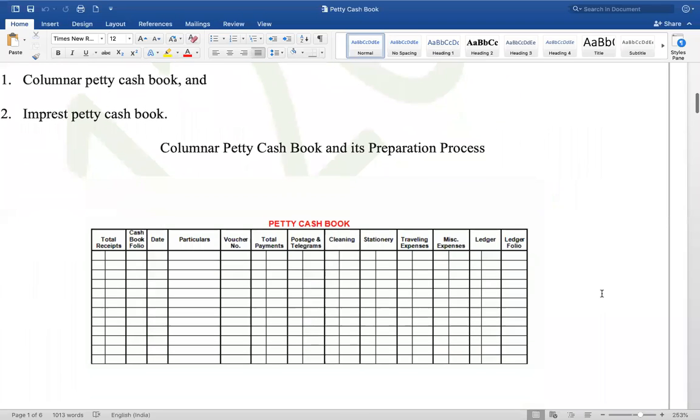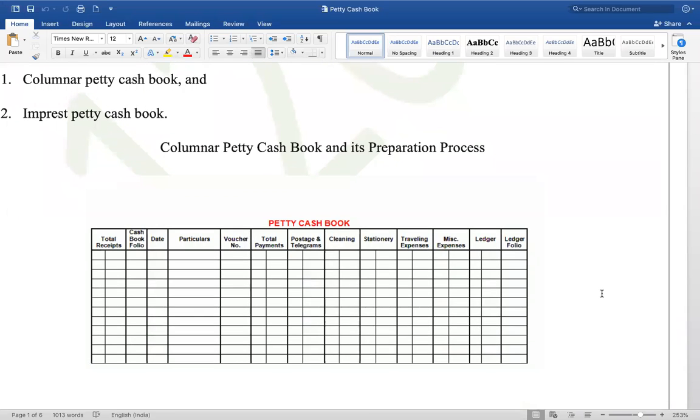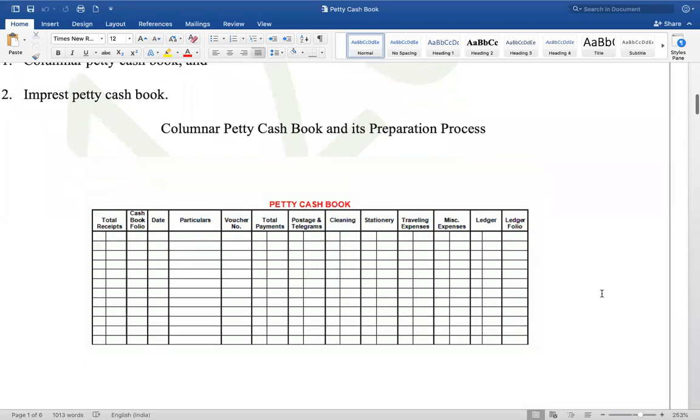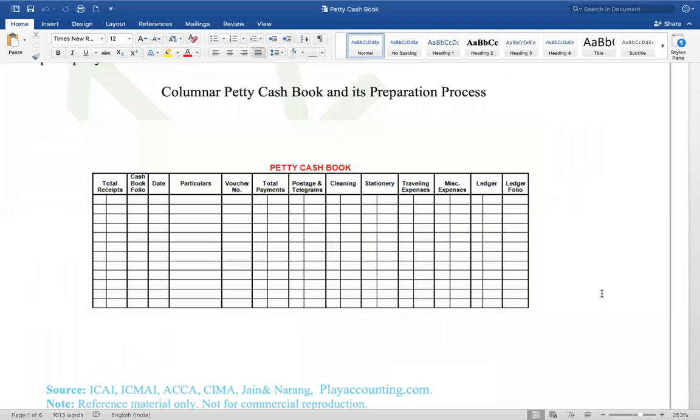Now look at this columnar petty cash. This is the format of columnar petty cash book, or analytical petty cash book. What is that you see? You will see this is the total amount spent, and this total amount, how do you get this total amount? On the same day, if you're spending for postage, for cleaning, for stationery, the total of all these three will be recorded in total column. It is like that, right?